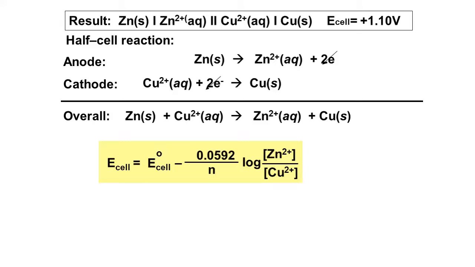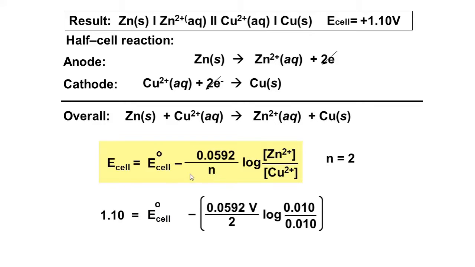This is the Nernst equation, where the left side is E cell equals E naught cell minus 0.0592 over n log product over reactant. The product refers to zinc 2 plus and the reactant refers to copper 2 plus. That is why, to solve this problem, we must include the overall equation first. The n refers to how many electrons are transferred in the redox, so the answer is 2.